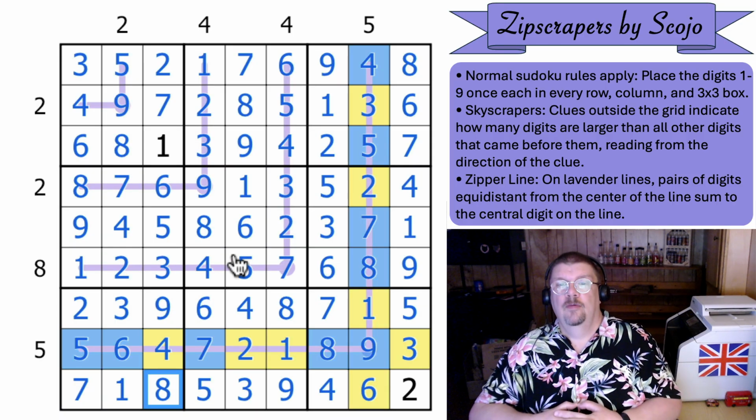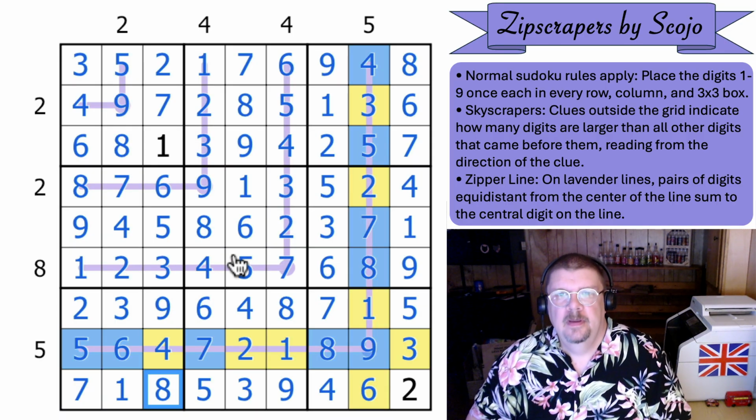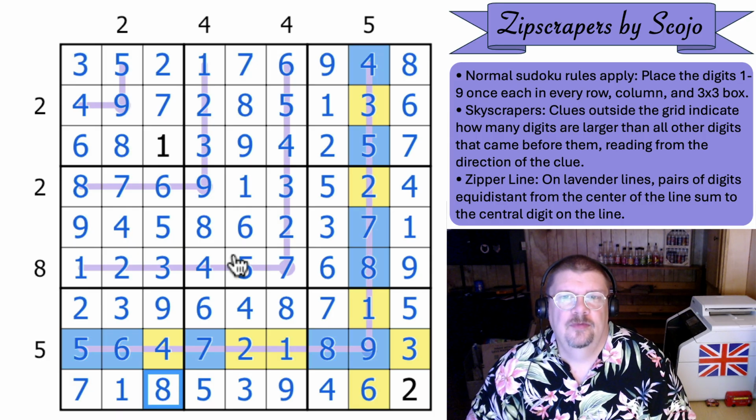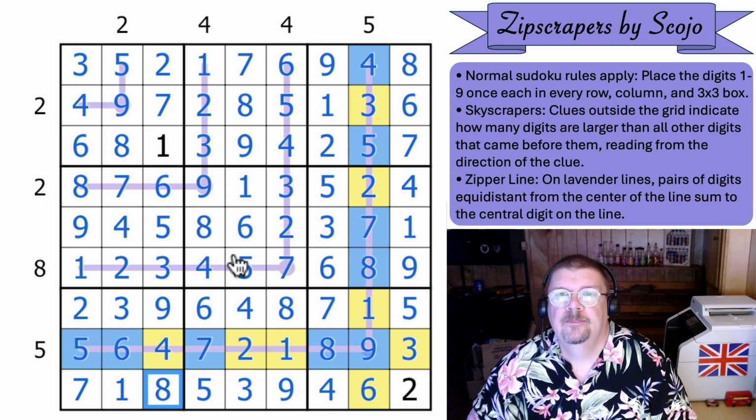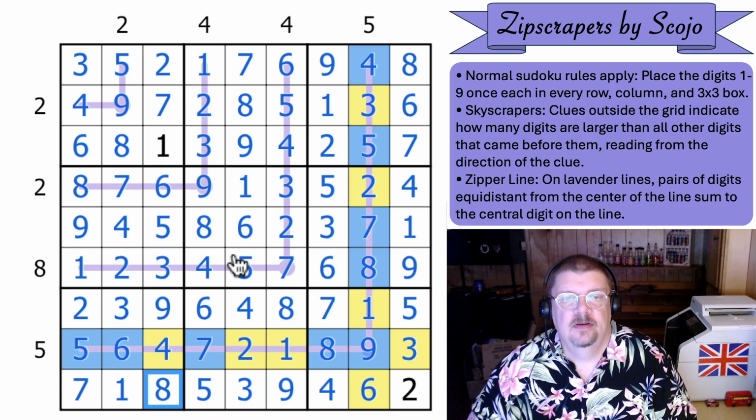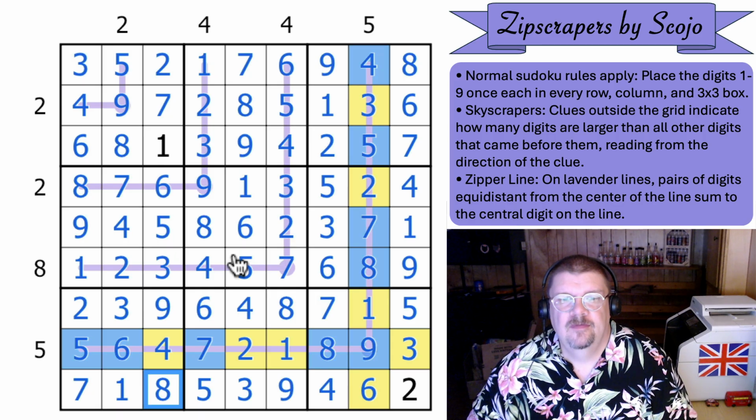And that is a wonderful puzzle. It's very, very elegant with the way it's presented. The lots of symmetry and the fact that the skyscraper clues are only in rows and columns where the zippers exist. That's some very nice interactions between the 2 constraints.